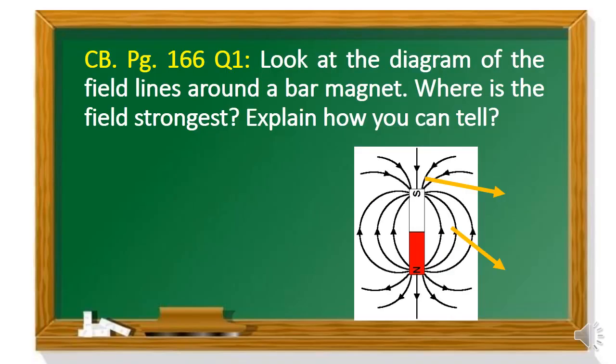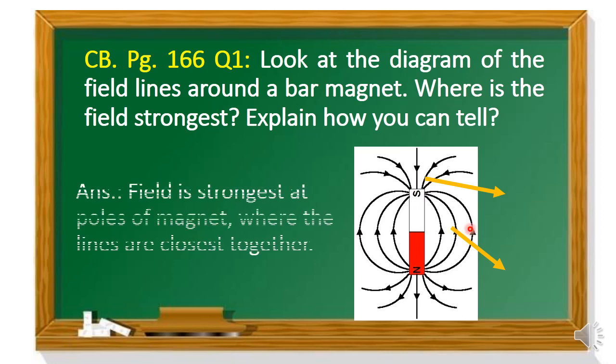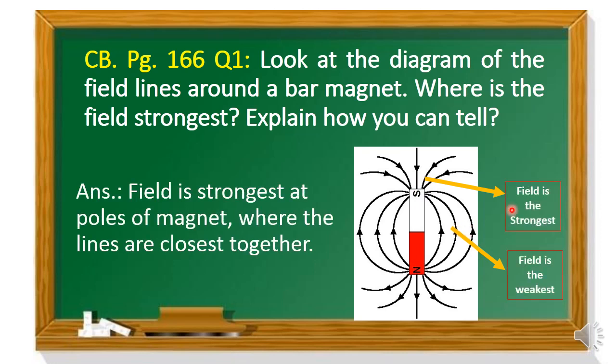Let's answer this question in our course book, page 166, question 1. Look at the diagram of the field lines around a bar magnet. Where is the field strongest? Explain how you can tell. So where is the area where the field is strongest? This one or that one? The field is strongest at the poles, and it is weakest in the middle. Why? The field is strongest at the poles of the magnet where the lines are closest together, or concentrated together. Because of that, it is strongest.